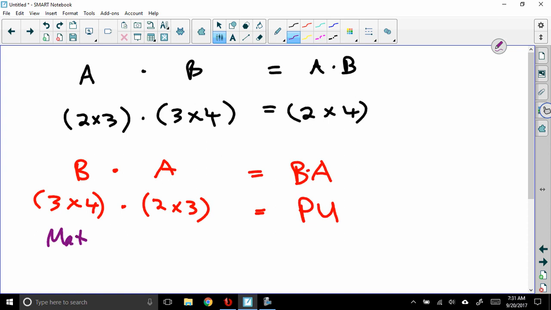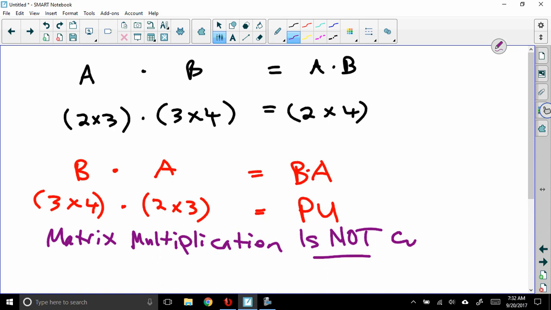Matrix multiplication, write those down. Matrix multiplication is not commutative. Matrix multiplication is not commutative. That's something you're responsible to know. It's one of the 44 Common Core content standards for Algebra 2. Matrix multiplication is not commutative.